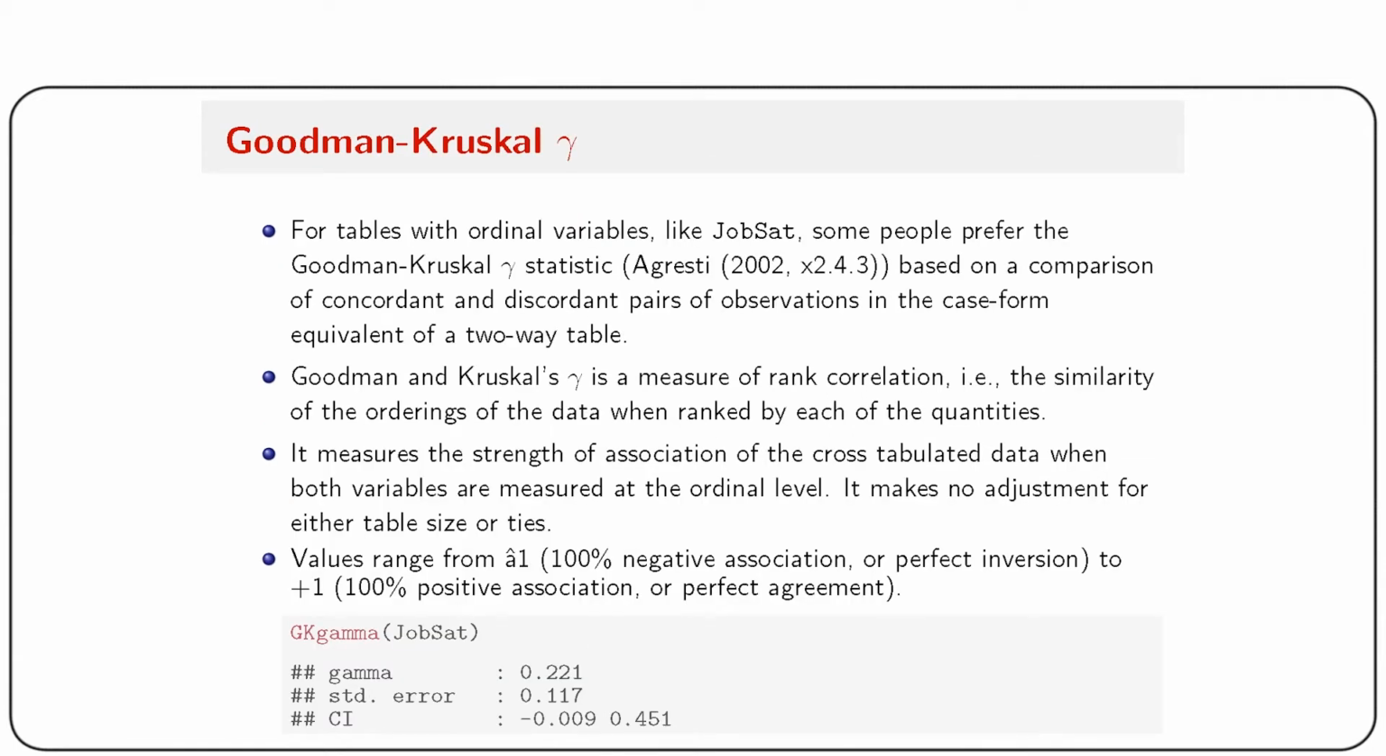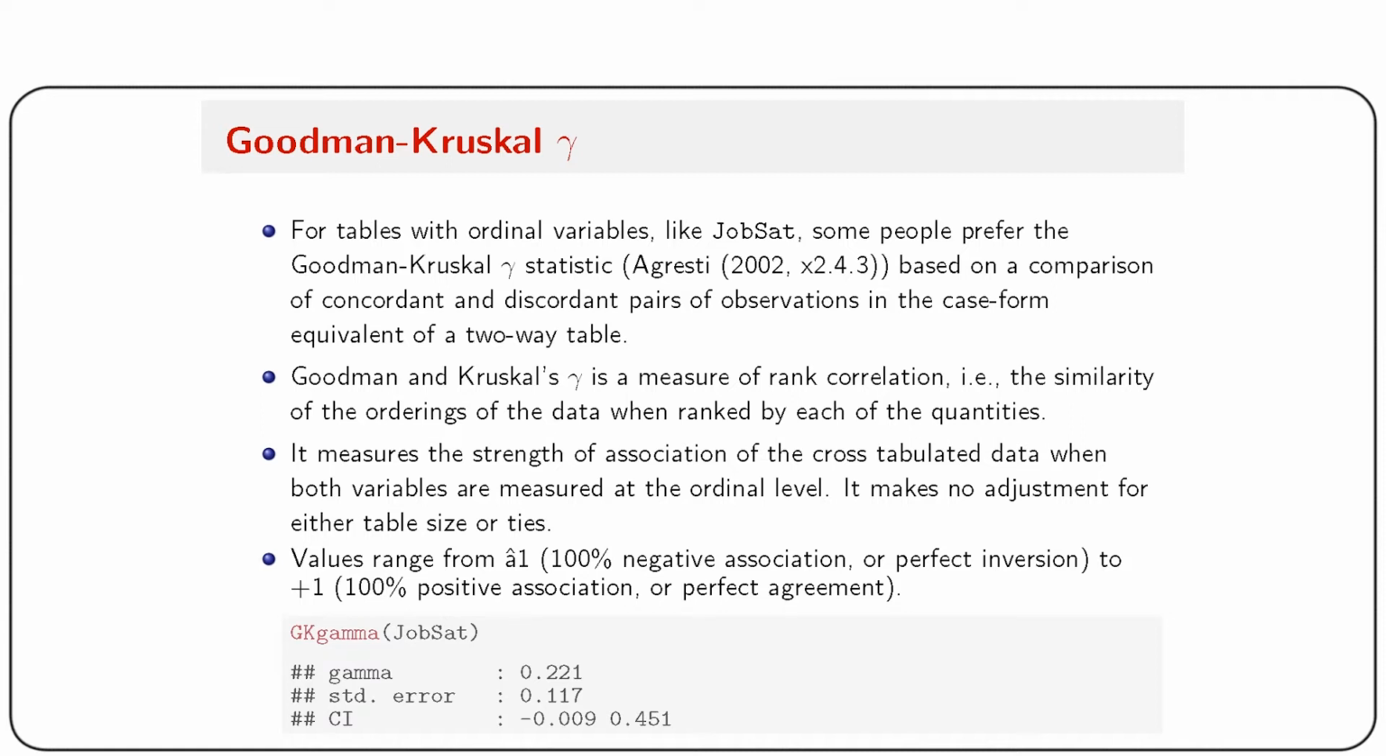There is another measure, the Goodman-Kruskal gamma, which is more suitable for ordinal data. The three measures we have seen are valid for nominal data, but when ordinal data is there, it gives you some other advantage, because ordinal data has some order. So you can use a more robust measure here.